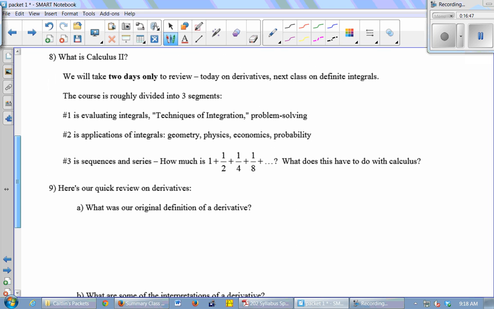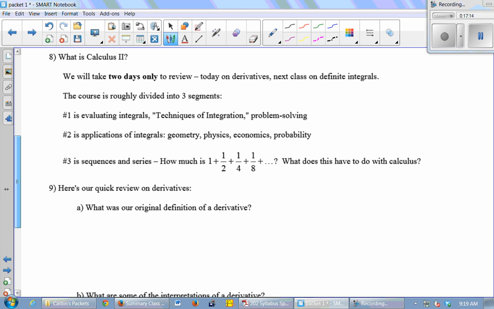All right, so Calculus 2. We're going to take 2 days only to review. Today, derivatives. Next class, definite integrals. The course is roughly divided into 3 parts. Part 1 is evaluating integrals, techniques of integration, how to find an integral. Just like a big chunk of Calc 1 was how to find a derivative.